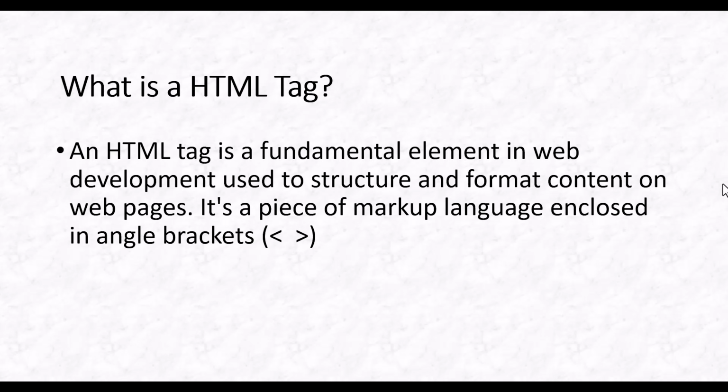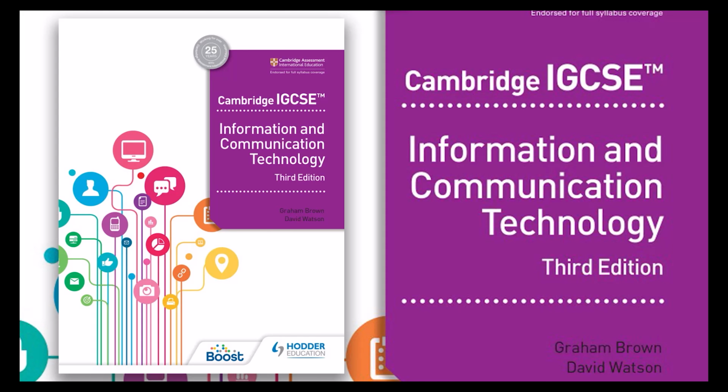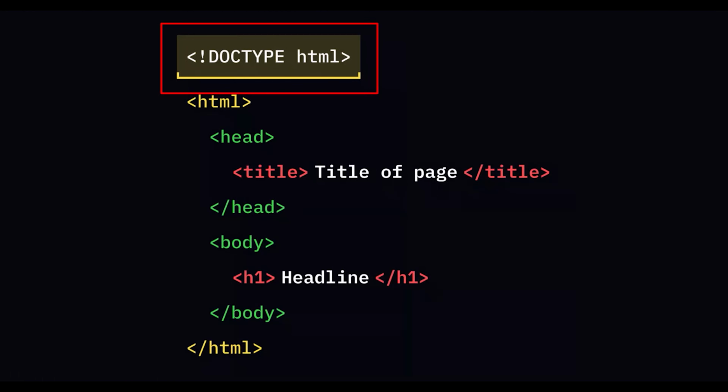To create our first web page, we need to write our markup using HTML tags. An HTML tag is a fundamental element in web development used to structure and format content on web pages. It's a piece of markup language enclosed in angle brackets. Now, with reference to the textbook I earlier mentioned in part 1, all HTML web pages start with a doc-type declaration.